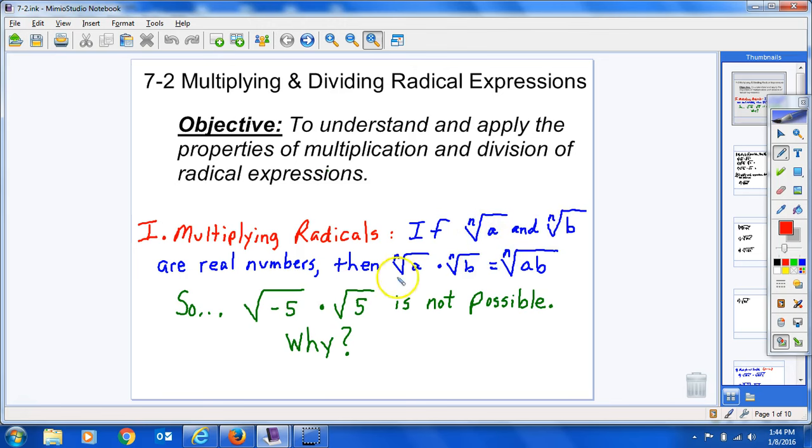The other thing that has to be true is that the radicals have to represent real numbers. If those two conditions are met, then we simply multiply the numbers underneath the radicals to come up with our product in radical form. So my green question to you is, this multiplication is not possible because the square root of -5 is not real, and that's one of our conditions. These radicals have to represent real numbers. Since the square root of -5 is not a real number, if this were a homework problem, you would just say not possible.